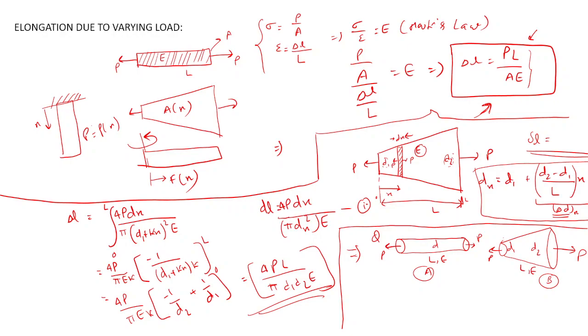D equal to root d1 d2. So here it would be the geometric mean of this, right? D1 D2. Anyone other person? Any other answer?